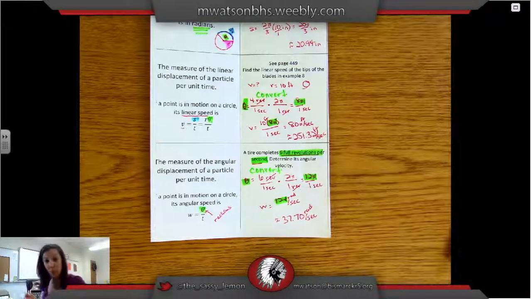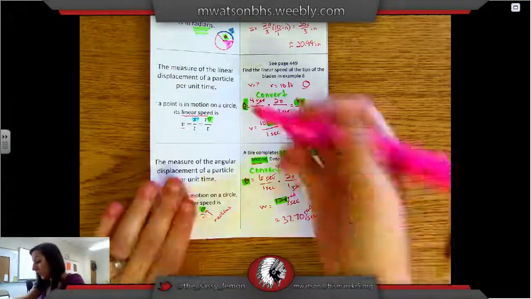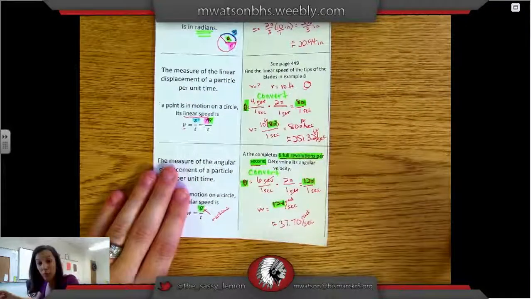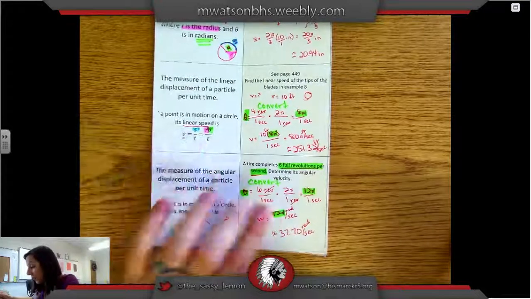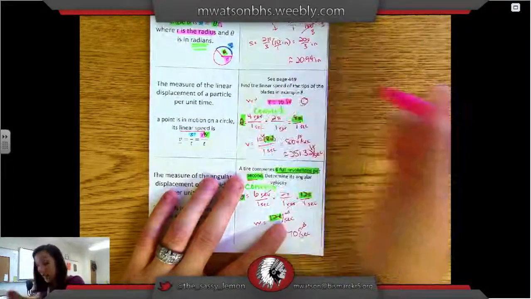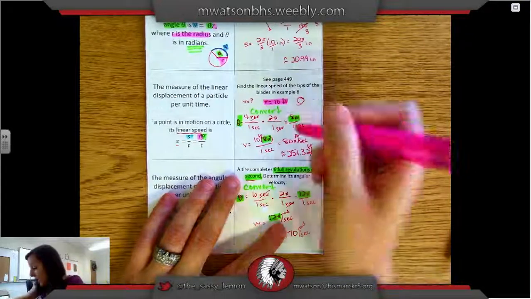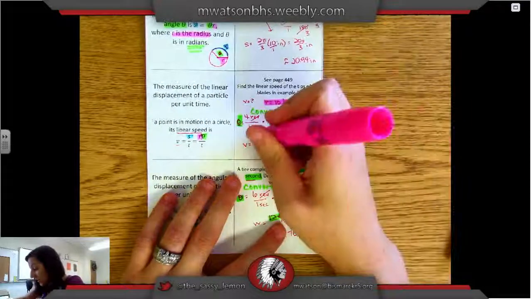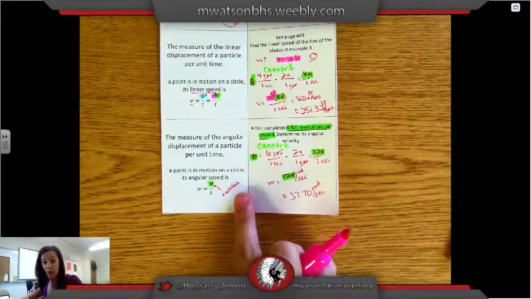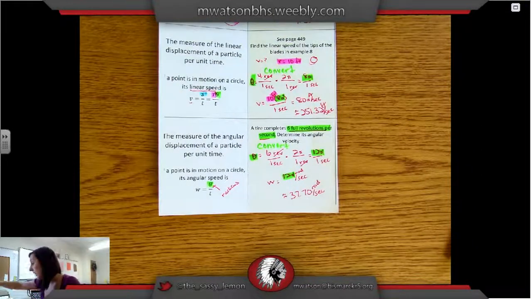Radius, I used pink for that. So in our linear velocity problem, we have that in our formula, and also we found our radius in our word problem, and we plugged it into the formula here, the 10 feet. It doesn't show up though in our angular velocity formula.